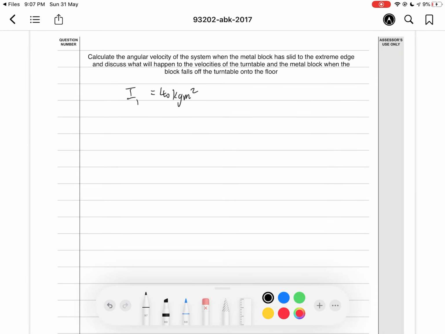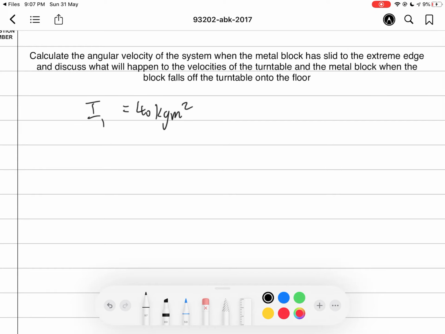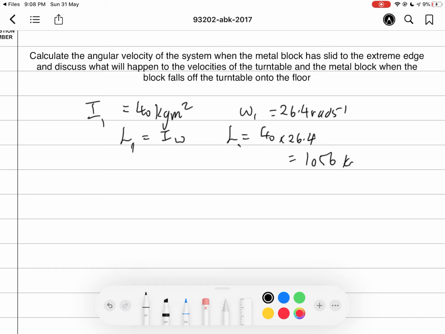And we know that our initial angular velocity was 26.4 radians per second. So we can use this information to calculate our initial angular momentum. So we know that angular momentum equals inertia times angular velocity. So momentum equals 40 times 26.4. That's our initial momentum. So 40 times 26.4 gives us an answer of 1056 kilogram meters squared per second.